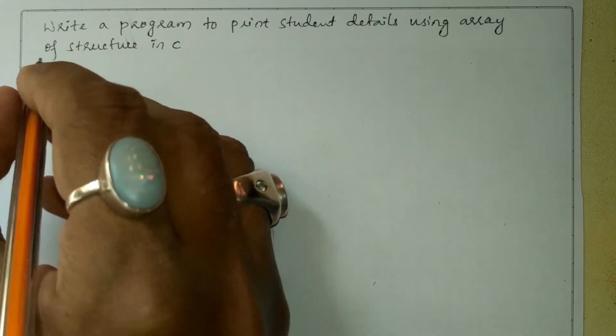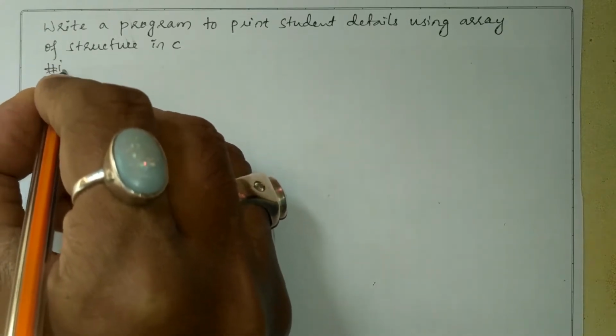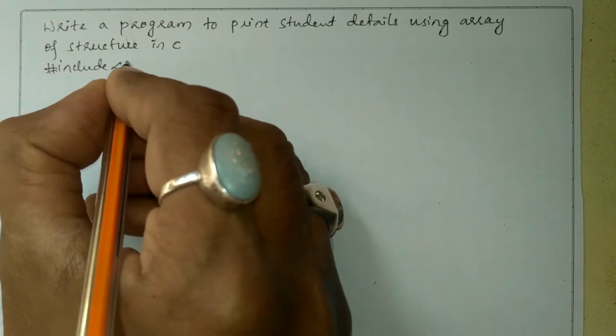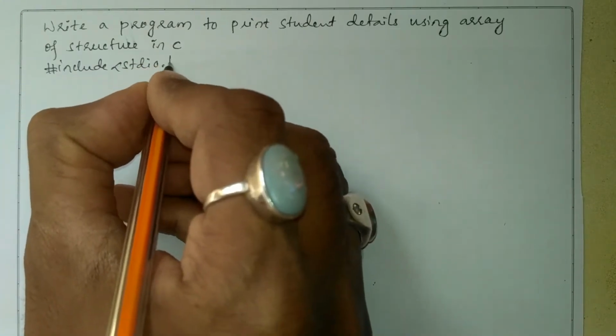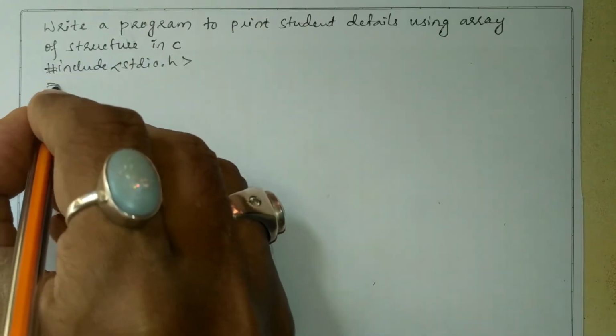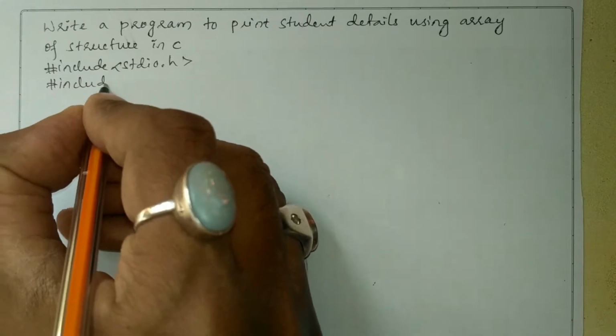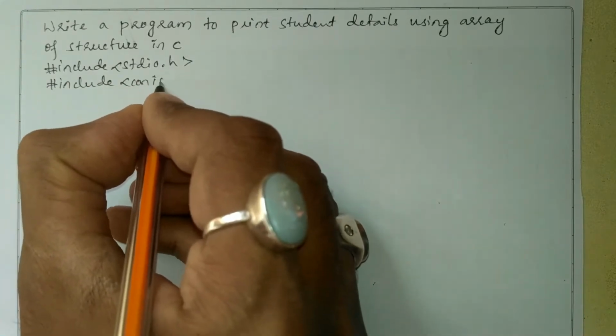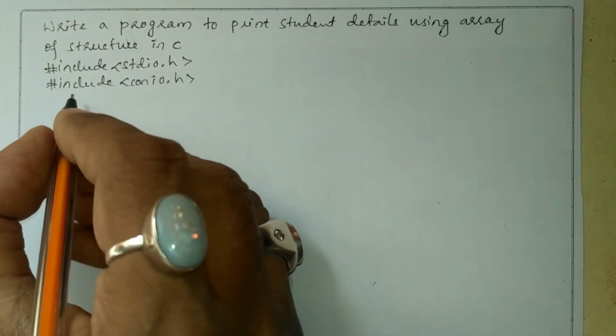Let us write the preprocessor directives: #include in angle brackets, we'll write the standard input output .h header file. The next preprocessor directive is #include in angle brackets, we'll write the console input output .h header file.